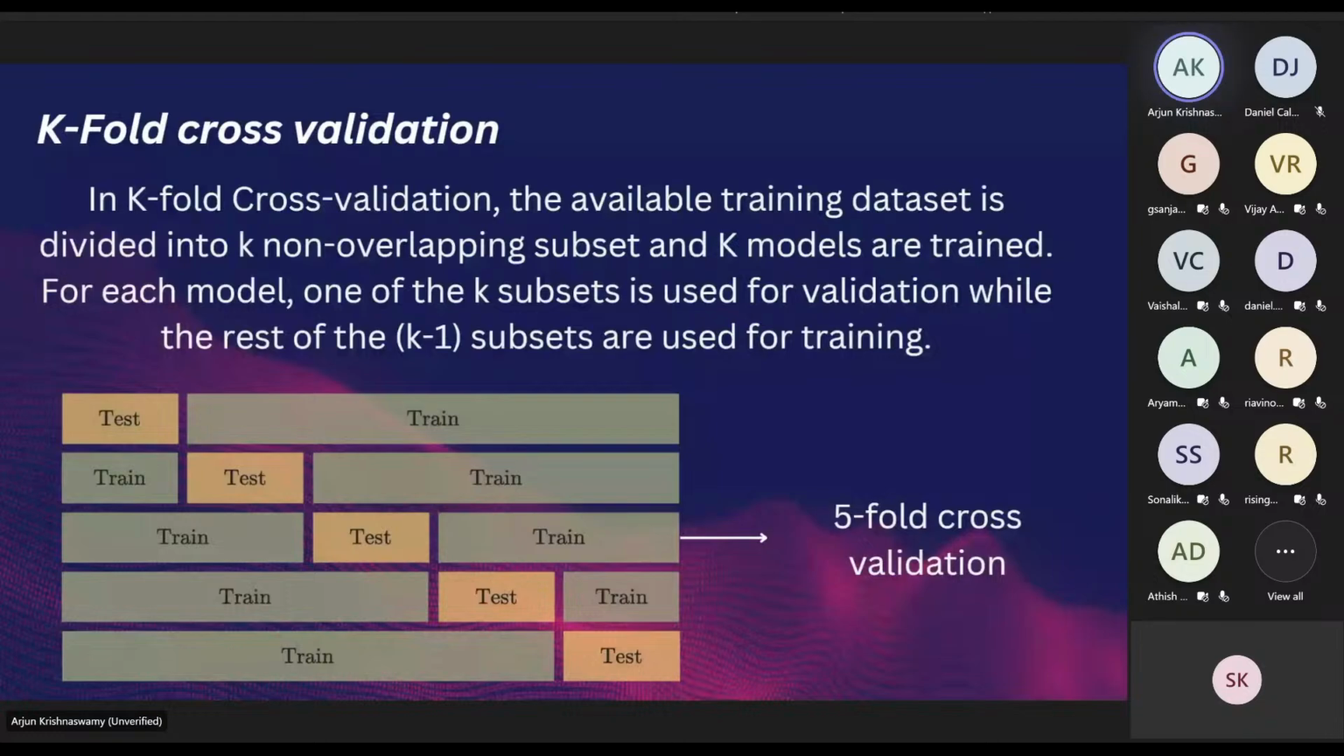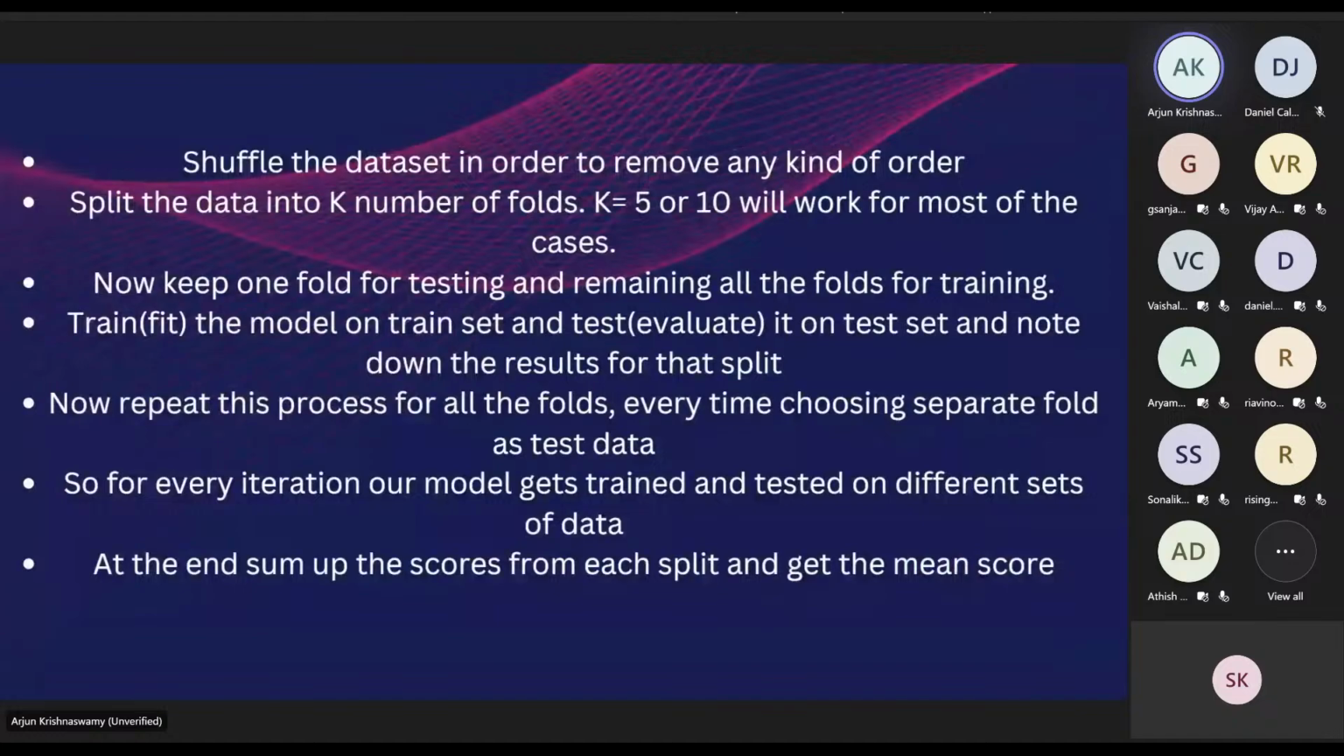So this is the algorithm in which it's performed. You shuffle the data set, so you'll have some order in which you collect it. Collect the data, you arrange it in some order. You shuffle it first, then split it into k parts. Keep one fold for testing, remaining for training, and then again do the same thing for all the parts.